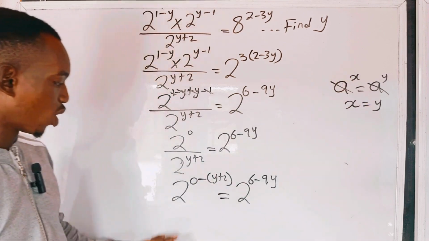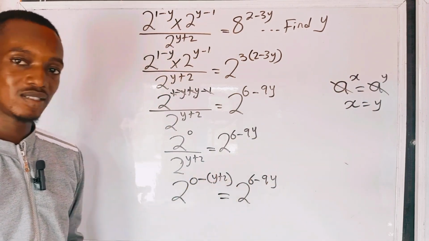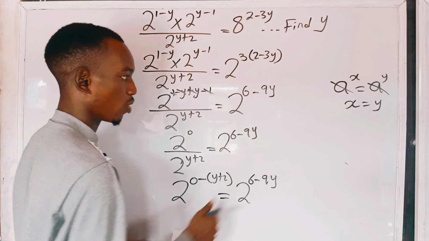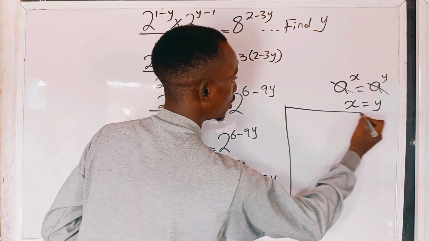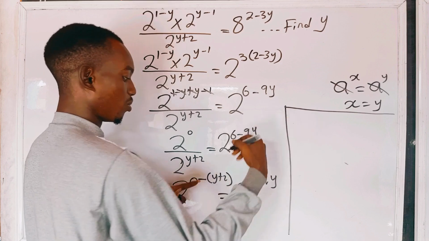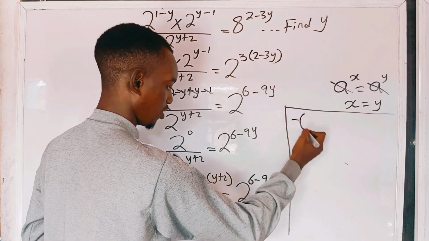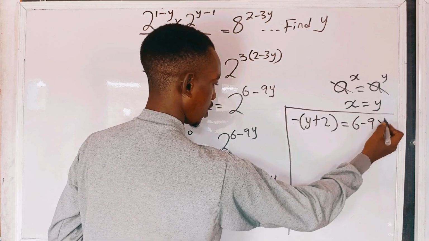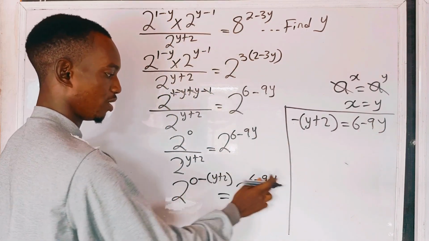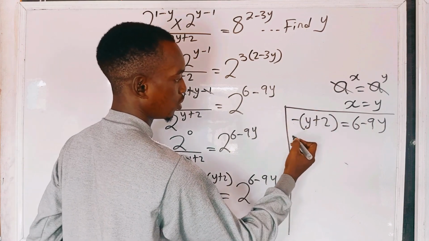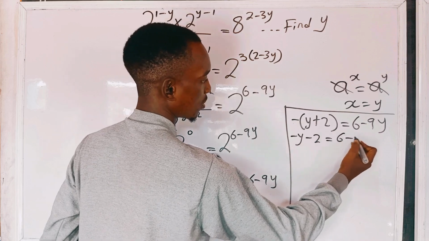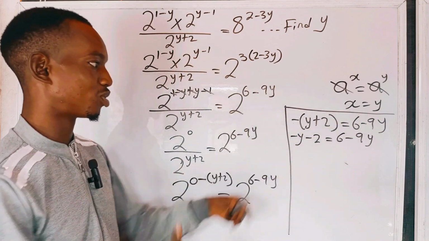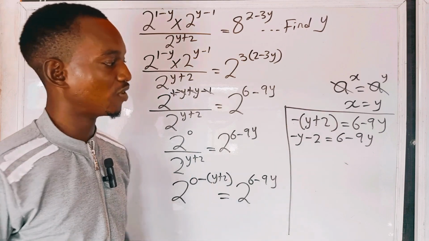And according to this idea, when the bases are the same, their power must be the same. So we can now equate the power, or you can now cancel out anyone you like. Well, let's equate the power. So for their base to be the same, therefore, 0 minus is nothing. So we have minus y plus 2, 0 is nothing, equals 6 minus 9y, not 9q, 9y. Their base, the power must be the same. So by expanding the bracket, we have negative y minus 2 equals 6 minus 9y. So now from here, by transposing, or you subtract from both sides, whichever method you want to use, we're going to get the value of y easily.